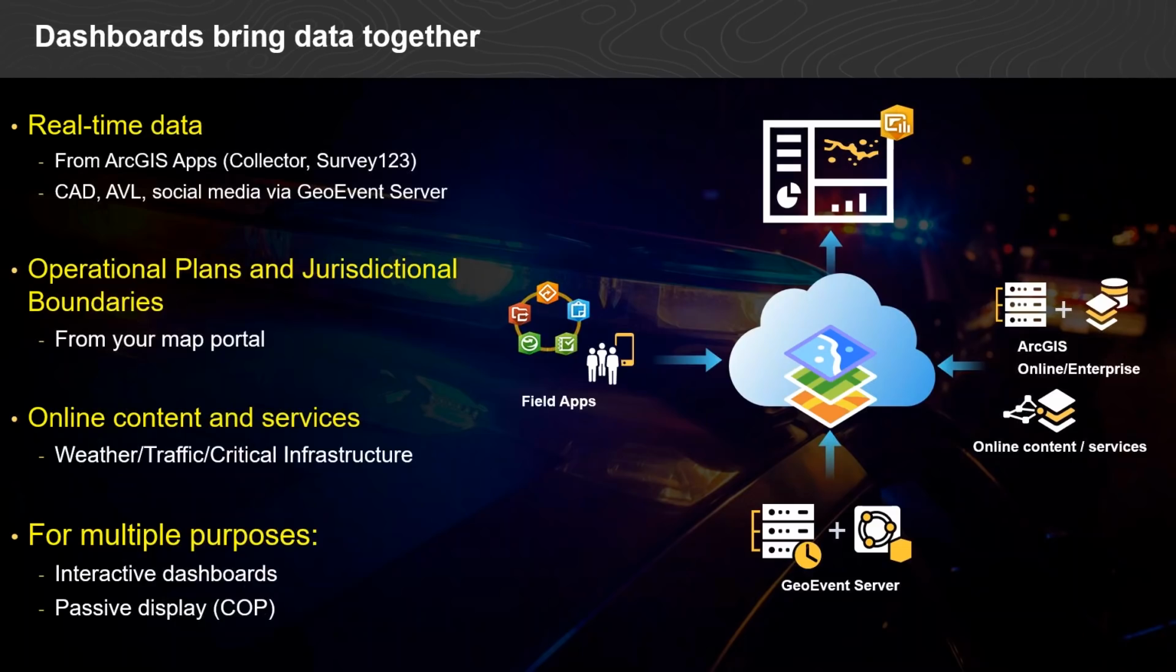That can in turn be overlaid with any operational plan information or jurisdictional boundary data that you have in your map portal. That further can be enriched with content that Esri provides and the larger GIS community provides, whether that's some of the real-time traffic capability that Esri provides, or weather data from the GIS community, or critical infrastructure data such as is available through the Department of Homeland Security's HIFLD website.